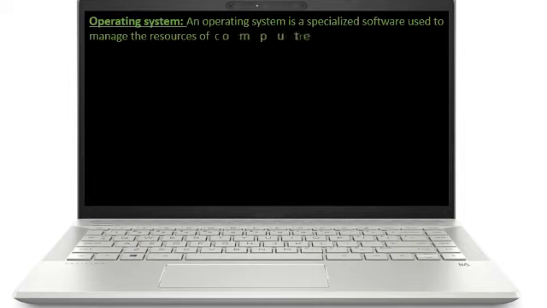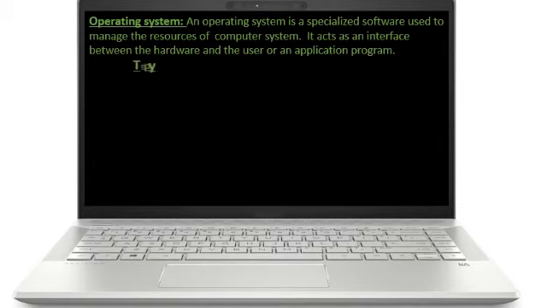The next thing we will discuss here is operating system.